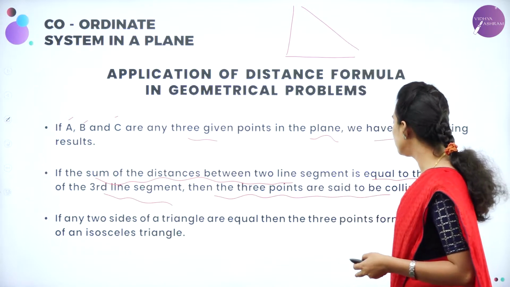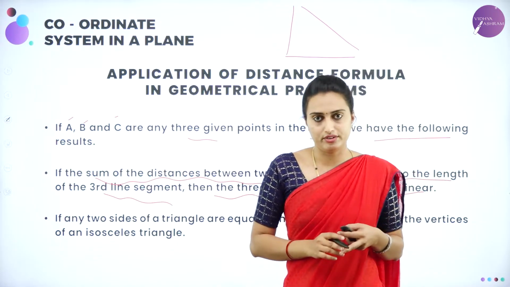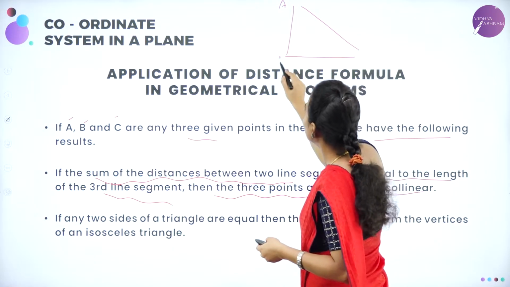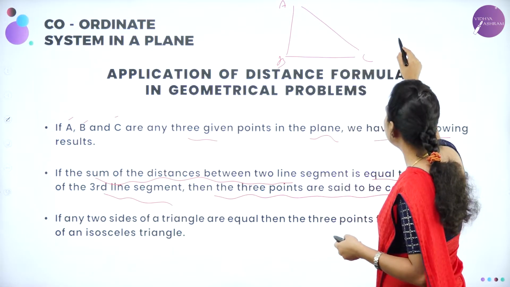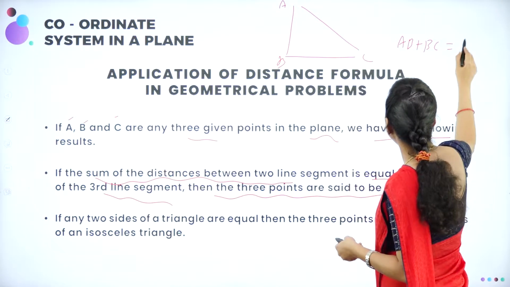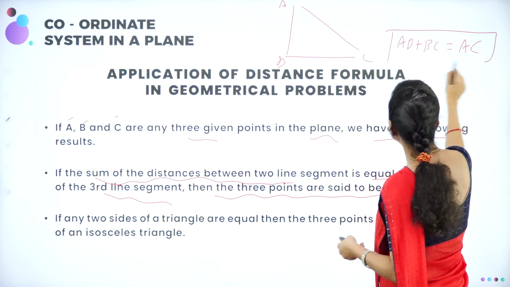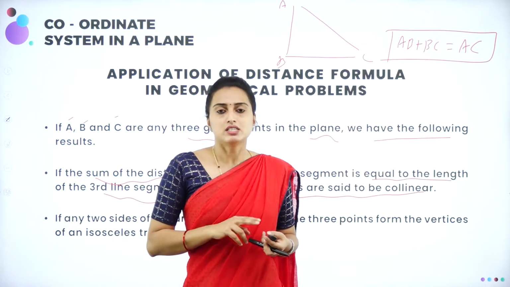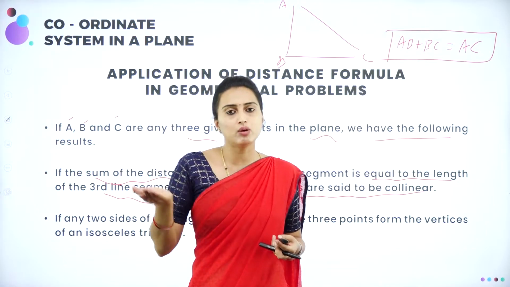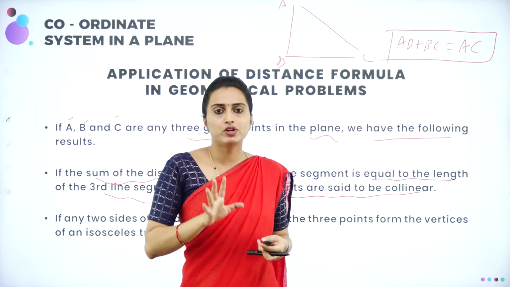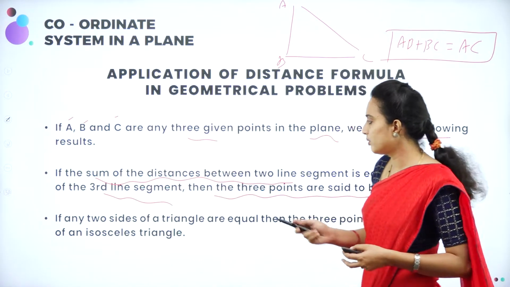Then three points are said to be collinear. If this is a point A, B, C, and AB plus BC is equal to AC, then the points are said to be collinear. If the sum of the lengths of two sides is equal to the length of the one side, then the three points are said to be collinear points. That you have to remember.